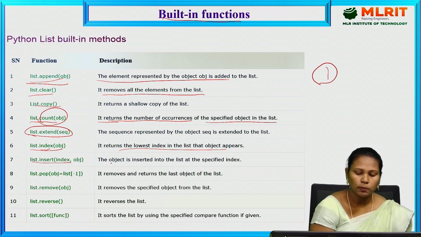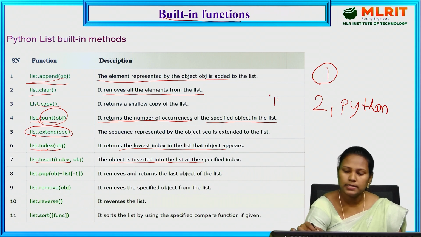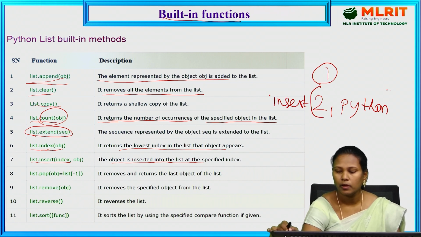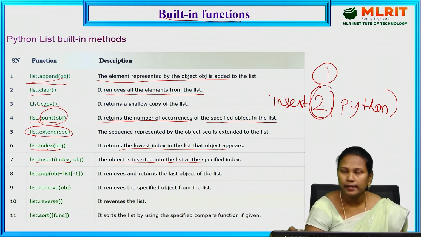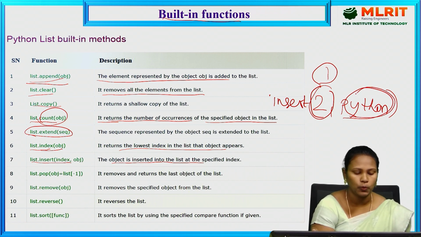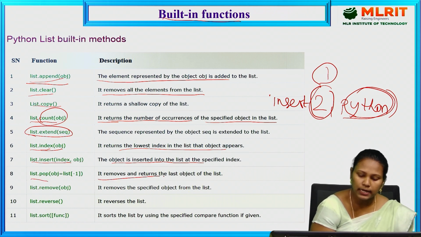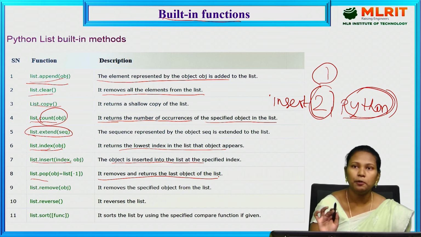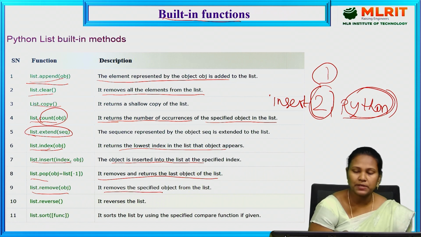Insert. The object is inserted into the list at the specified position, for example insert of 2, Python means at the second index it inserts Python. It is adding a value with the help of the insert command. Next, list.pop removes and returns the last object of the list; it removes the last value only. And list.remove removes a specified object; the remove method is used to remove a particular value.